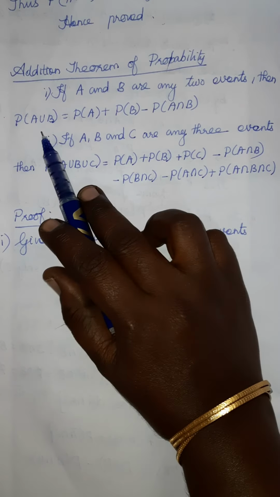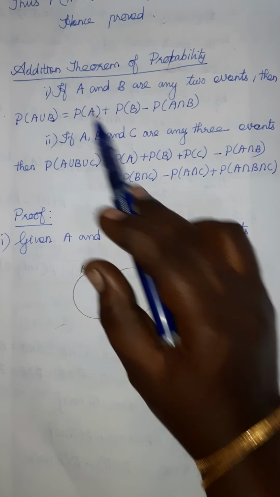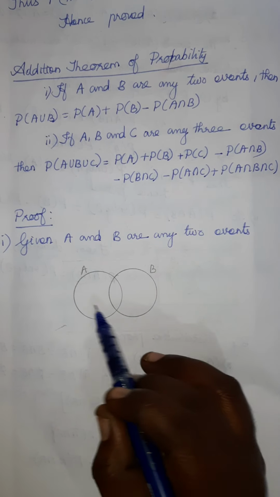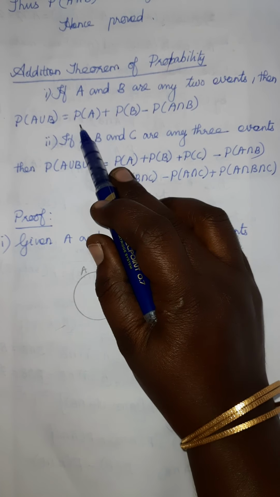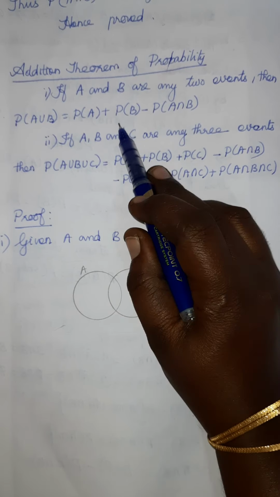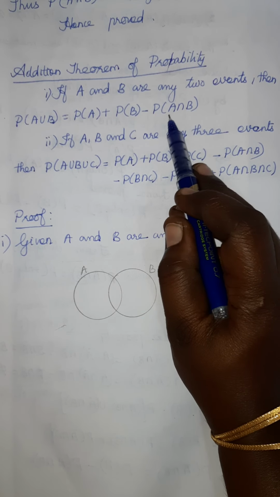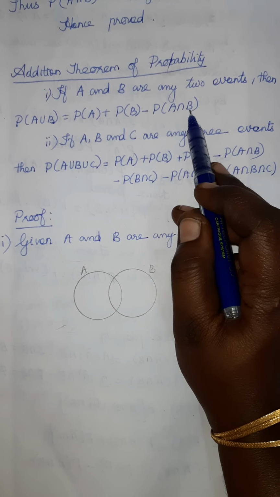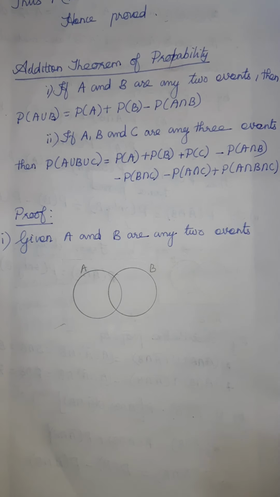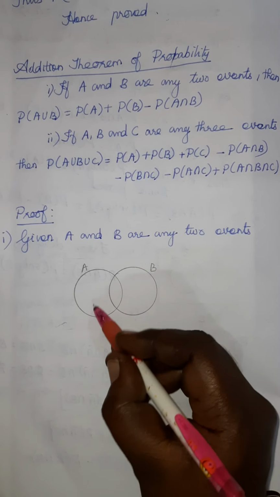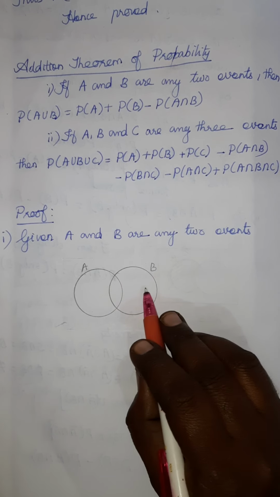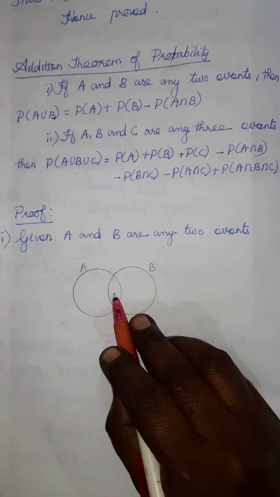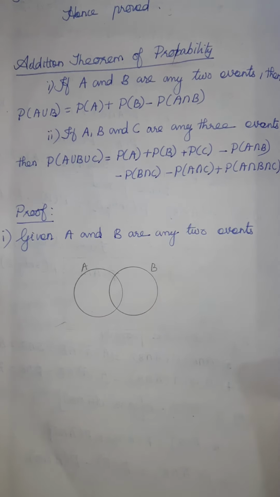In the formula they gave A union B. A union B means totally A and B together, equal to P of only A plus P of only B minus P of A intersection B. So in this Venn diagram, what is only A? This is only A except the common place. This, except the common place, is only B. Then this is A intersection B. Are you clear?